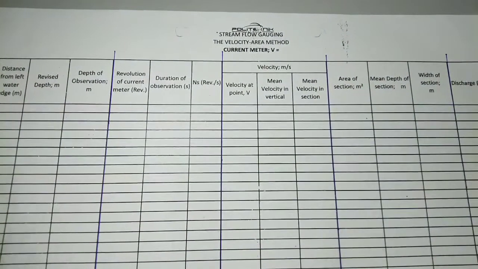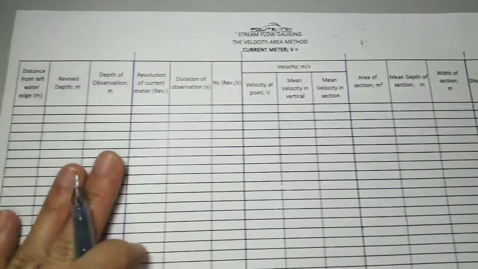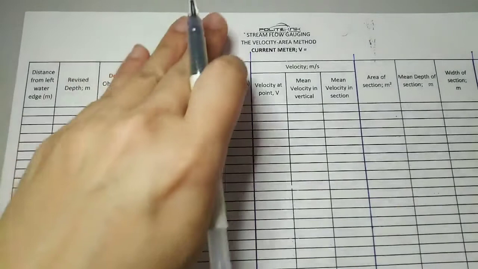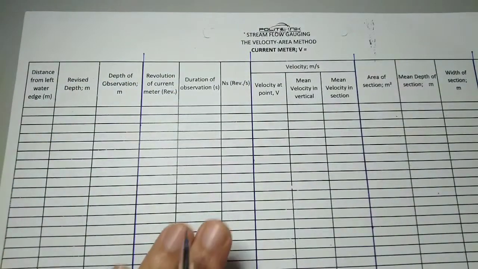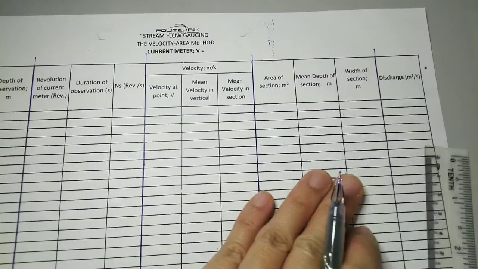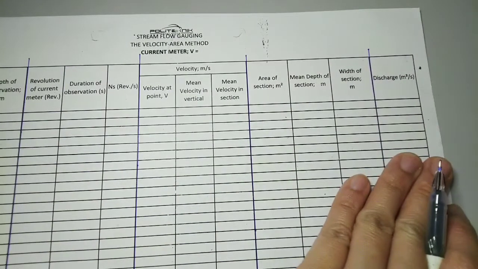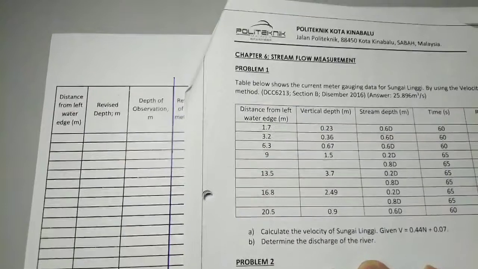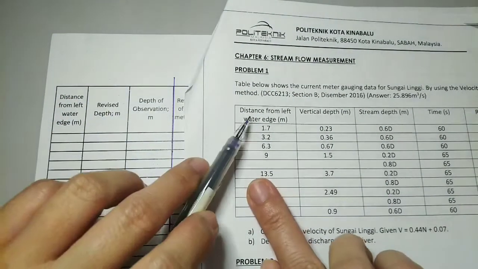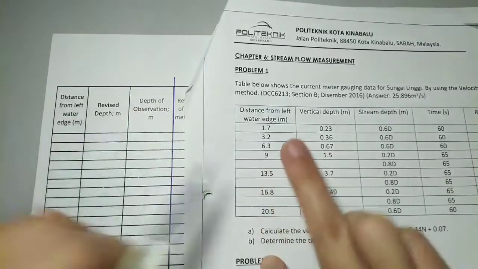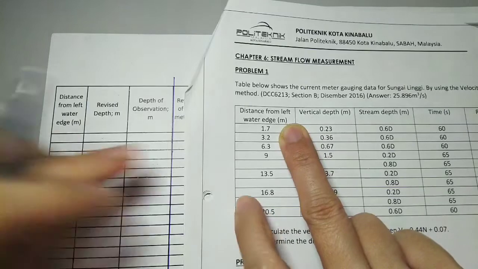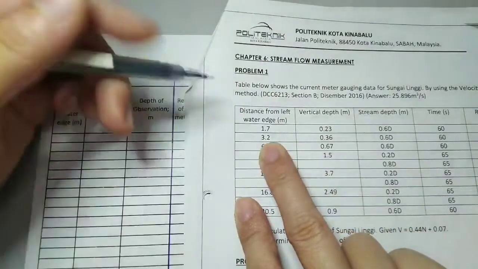Okay, we will move slowly one by one. We will discuss the first part, how to transfer it into a diagram, then the second part, how to transfer the data, and the third part, the velocity and the area and how to calculate the discharge. We will refer to the questions. First of all is the distance from left. If given distance from right, just change it.